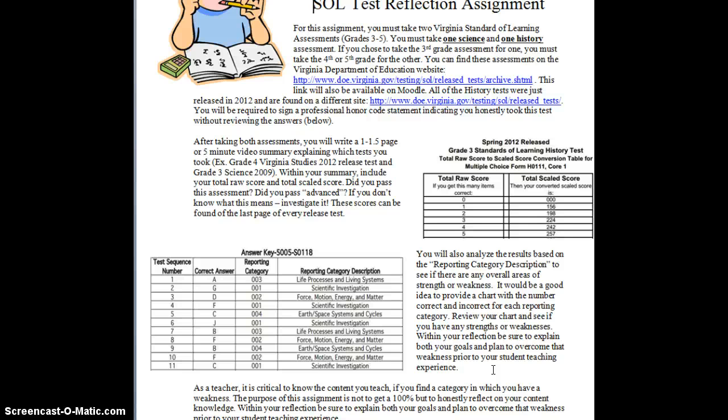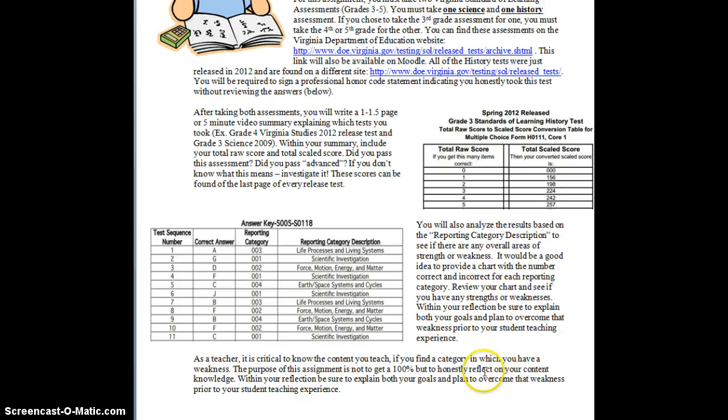I can tell you honestly, I'm from Maryland originally, and I taught 4th grade Virginia studies. I didn't know all of that Virginia history until I had to teach it. So do this honestly. You're not going to be penalized if you don't pass, if you don't pass advanced. That's certainly not the point here. As I said, it's critical that you know the content that you teach. You're going to be evaluated on understanding content, and it's really hard to teach content if you don't understand it yourself.